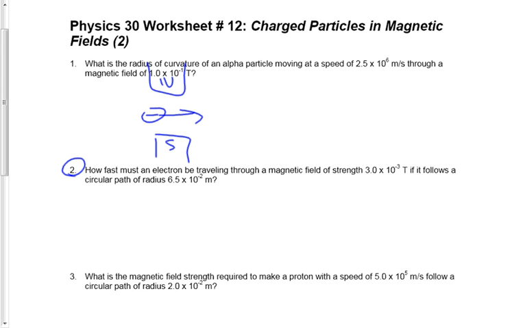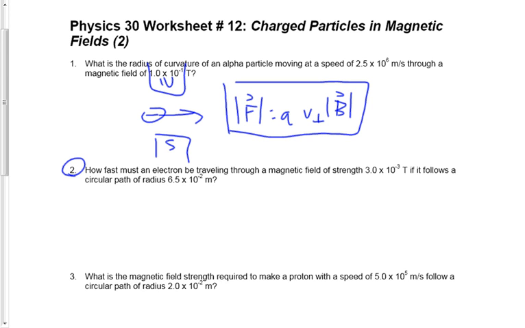We learned that that force is equal to QVB if what condition is met? They've got to be perpendicular to each other. If they're not perpendicular, then you've got two options. They're either parallel to each other, in which case the force is 0, or they're in between perpendicular and parallel, in which case the force is something else that we don't have to be able to calculate in Physics 30. So if they're perpendicular, this is what the force will be. Now, that gives us only the magnitude.